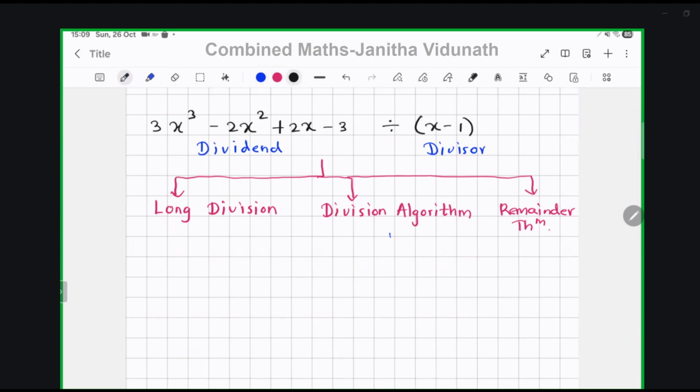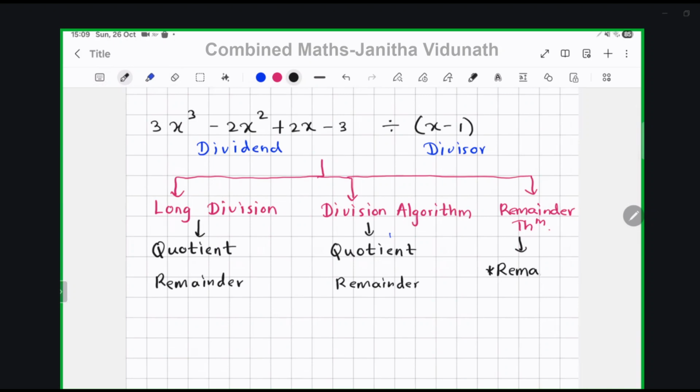Okay. From long division, we can find both the quotient and remainder. And from the division algorithm, also we can find both the quotient and remainder. From the remainder theorem, we can only find the remainder. We cannot find the quotient. Okay. Now your exercise is to do this question with all the methods.